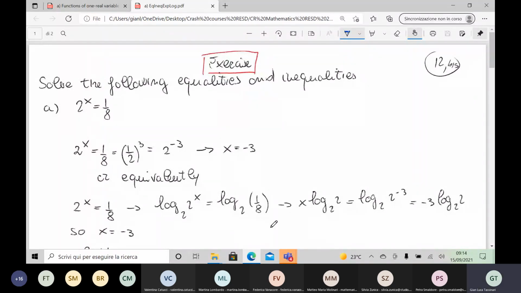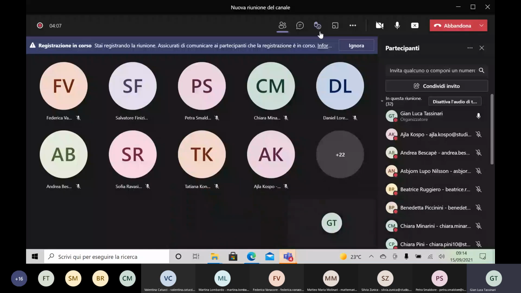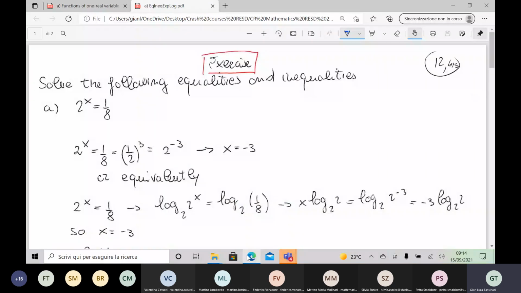Okay, so suppose you need to solve this very simple equation: 2 to the power x equal to 1 over 8. This is an exponential equation because 2 to the power x is an exponential function. So the unknown we want to find is x, which is at the exponent. Here I show you a couple of methods to solve it. For example, rewrite the second side in a convenient way.